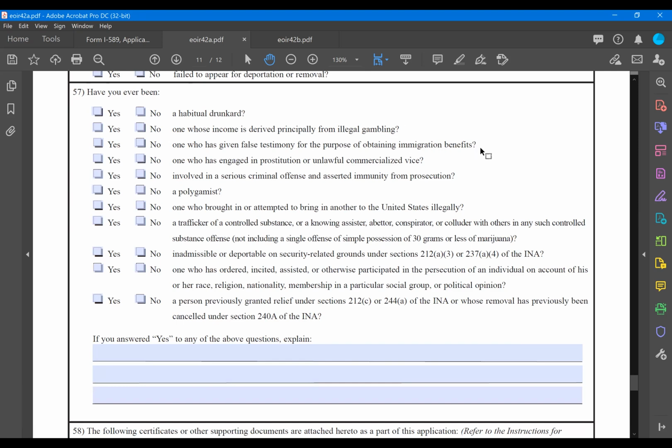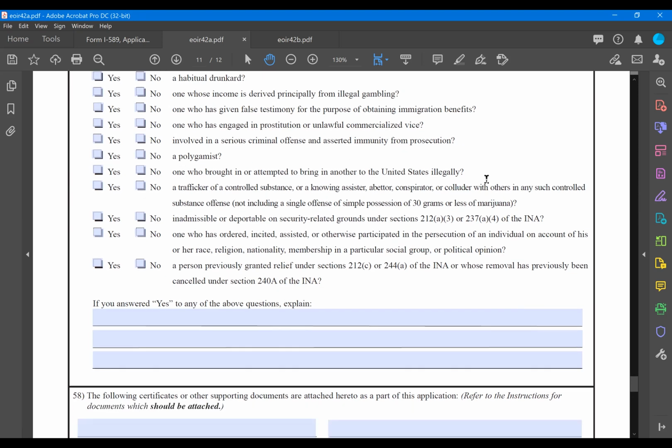We have gone over some of these questions in the I-485. This is if they have stated something false to get a visa or applied, maybe they were fraudulent and they applied for their permanent residency. The prostitution question, the polygamy question, immunity from prosecution, I've never seen that. This is the smuggling question. Did you ever bring in another person to the United States illegally? We've gone over that. A trafficker of a controlled substance.